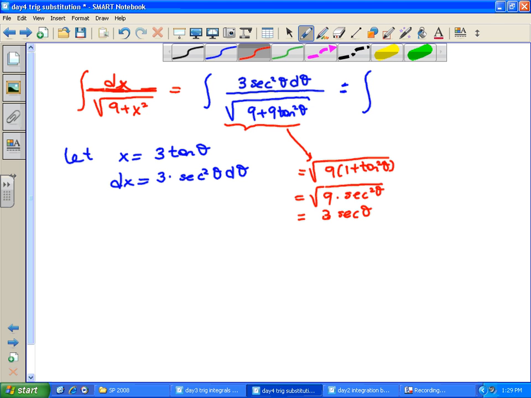So in the next step, I'm keeping the top exactly as it was. 3 secant square theta d theta. And on the bottom, since I have simplified that square root all the way down to being 3 secant theta, I will only write down 3 secant theta down there.